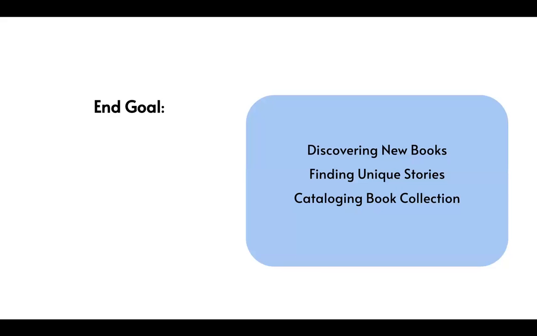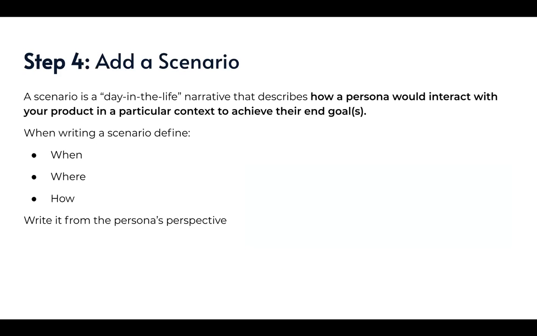So the next step would be adding a scenario. A scenario is a day in the life narrative that describes how a persona would interact with your product in a particular context to achieve his or her goals. The scenario usually defines when, where, and how the narrative takes place. They're typically written from the perspective of the persona and describe use cases that may happen in the future.